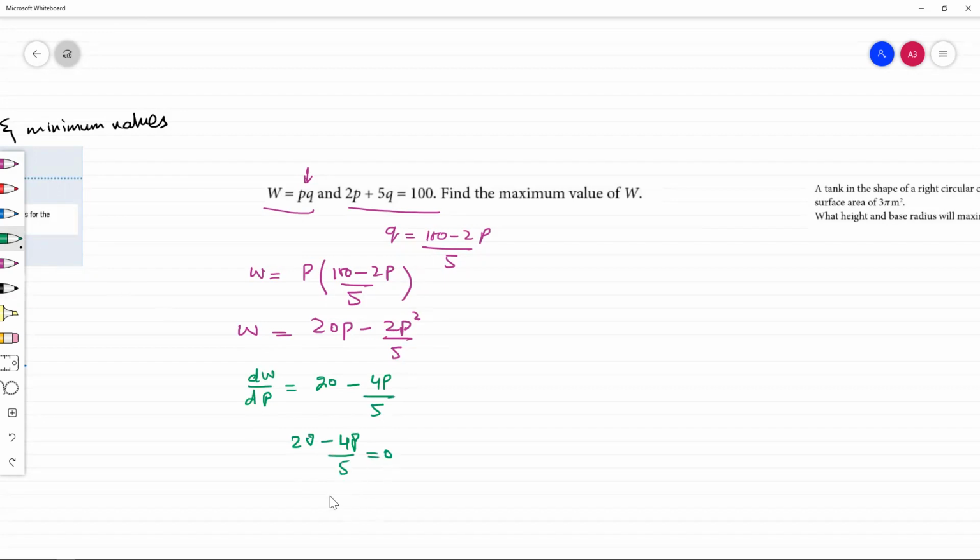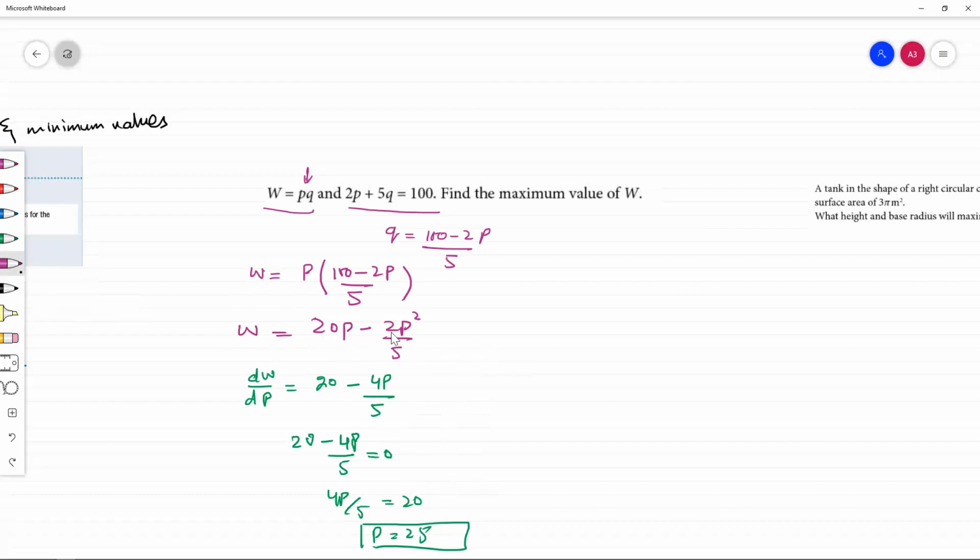Then 4p over 5 is equal to 20, and p would be 25. Because now we have just one point, p is equal to 25, it means we don't have any other point, so this is the maximum point. If you look at this, this is a quadratic equation, W is equal to 20p minus 2p squared over 5.